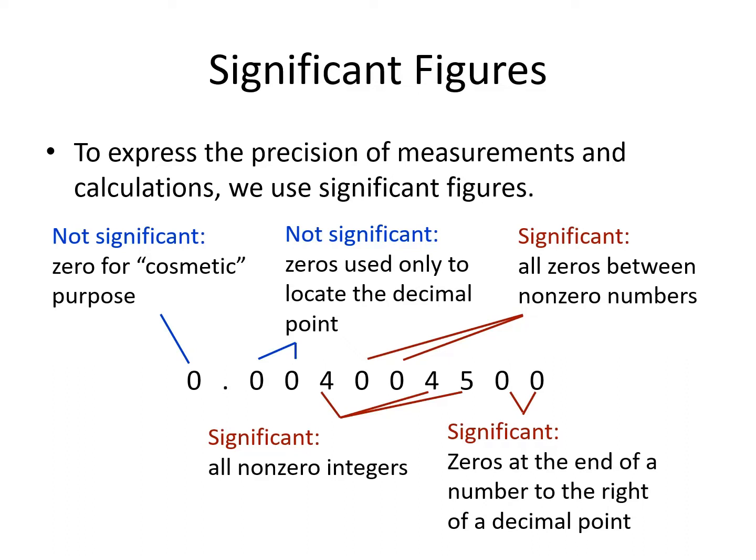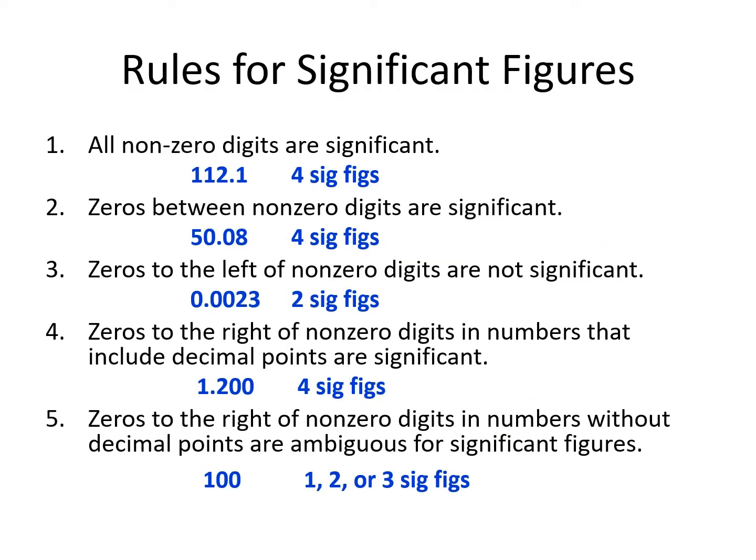The trickiest part is determining which zeros in the number are significant and which zeros are not. Our first rule is that all non-zero digits are significant. So if it is any number 1 through 9, it is significant. For example, in the number 112.1, all of the digits are non-zero, so they are all significant.